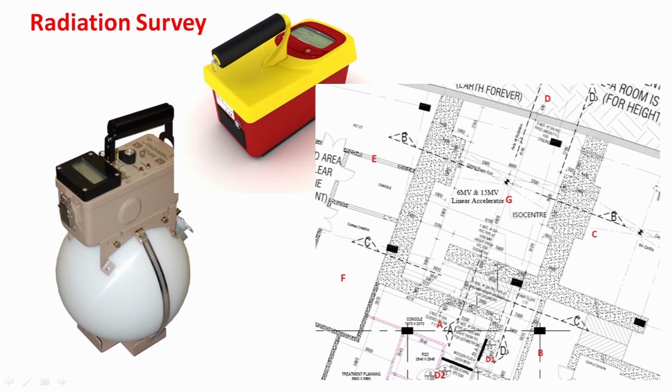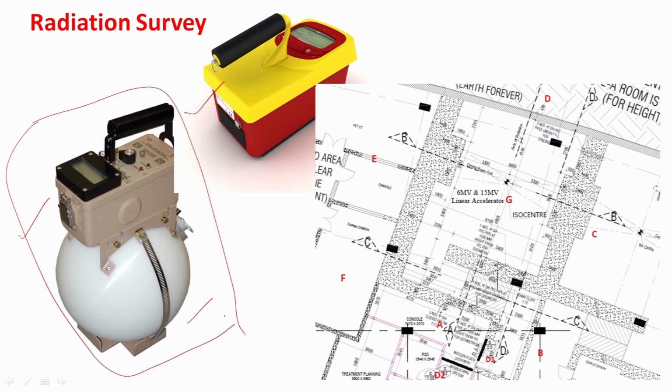MV. In this case, in addition to the radiation survey detectors we have seen, which are ion chamber based detectors, an additional detector is needed, called a neutron survey meter. You can look at this picture of a neutron survey meter. It is used for the radiation survey of neutron leakage of a linear accelerator bunker.